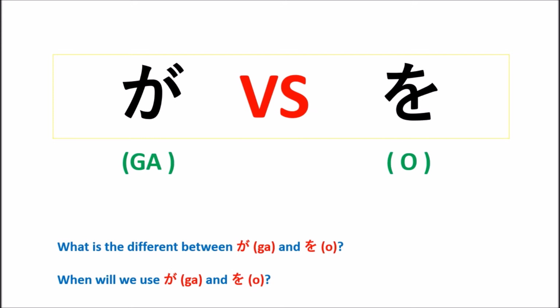The lesson that we are going to learn today will talk about the difference between ga and o. When will we use ga and when will we use o in Japanese language?